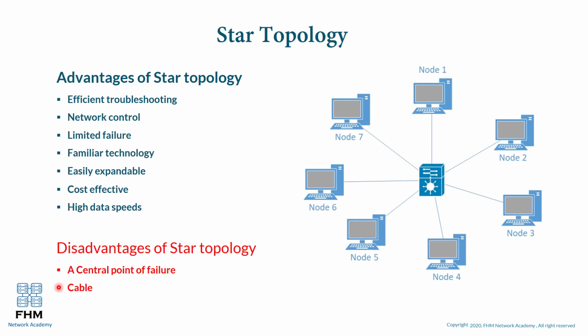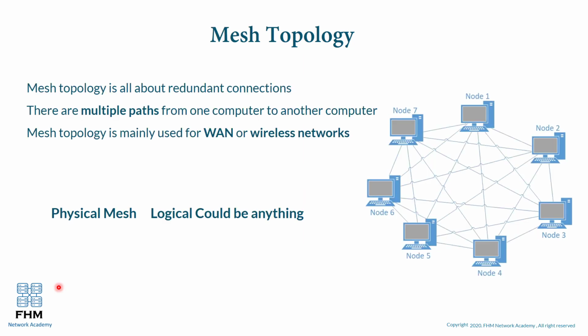Let's talk about mesh topology. Mesh topology is an arrangement of the network in which computers are interconnected with each other through various redundant connections. There are multiple paths from one computer to another computer. It does not contain the switch, hub, or any intermediary or central device which act as central point of communication.